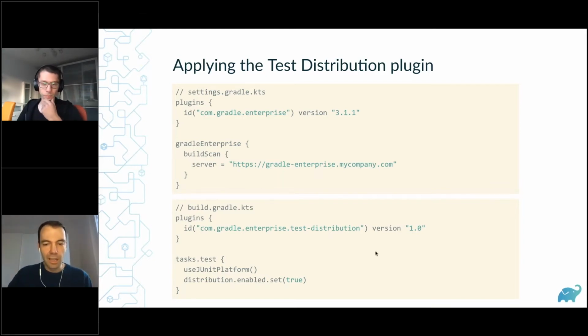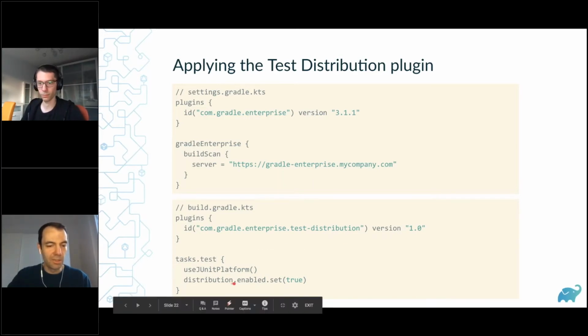And then in your build script, you would apply the test distribution plugin, as Benedict has shown in the first build. And of course, version 1.0 is not yet released, but we are still working on that and will do so soon. In the test task, you have then to use the distribution extension of the task and then enable test distribution basically. And you have to use the JUnit platform for that to work.